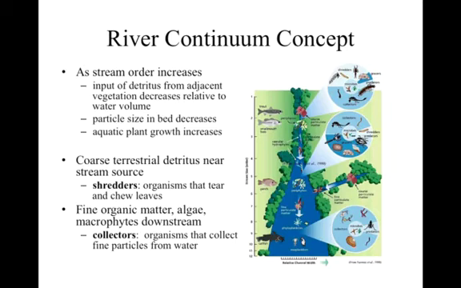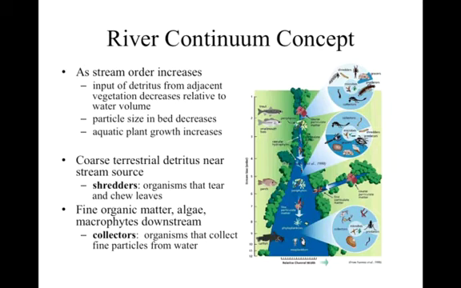Now, not surprisingly, depending on the order of the stream, you get different organisms living in there. So as the stream order increases, the input from detritus from adjacent vegetation decreases relative to the water volume. At those high elevations, I don't have a lot of water volume, and they're running over all sorts of stuff on the side of the stream and pulling that in. As I get down to the bigger areas, I have a lot of water in that middle, and the edges form much less surface area. I'm pulling less in for the amount of water I've got. In addition, the particle size in the bed tends to decrease, and the aquatic plant growth tends to increase as I increase in stream order.